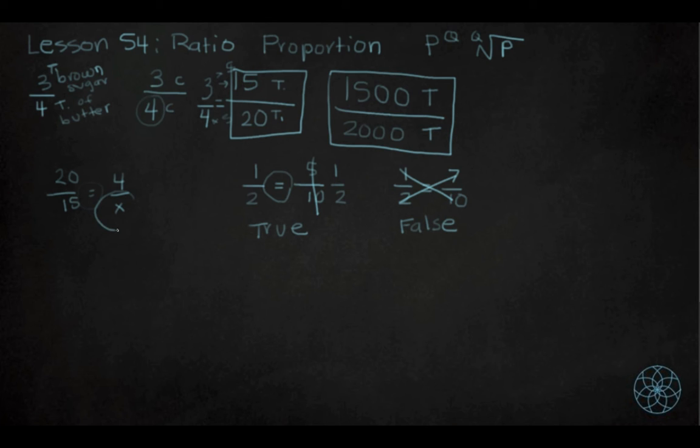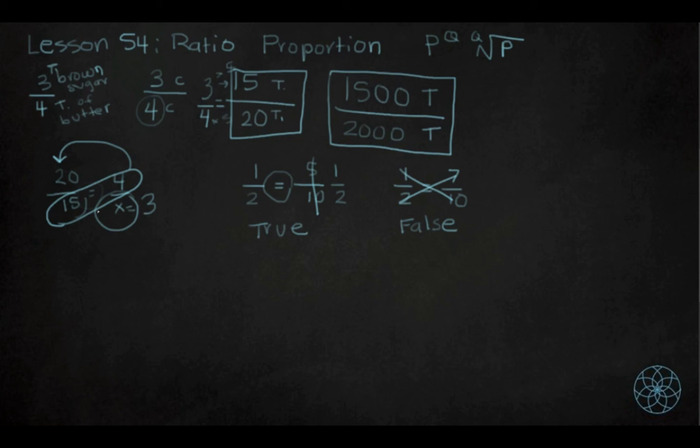How do you solve for x when you have 2 fractions connected by an equal sign? Well, hopefully you've heard of this before. What you do is you take the diagonal number, so 15 times 4, which equals 60, and then you divide it by the remaining number. So what's 60 divided by 20? Well, 60 divided by 20 is 3, so x would equal 3.